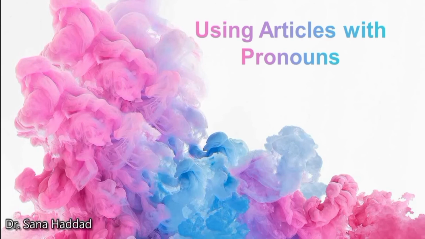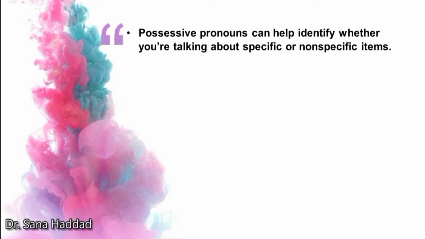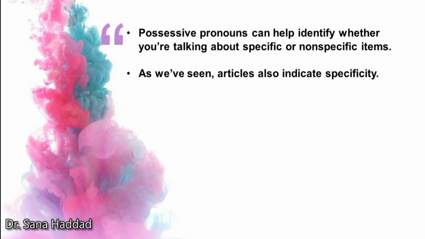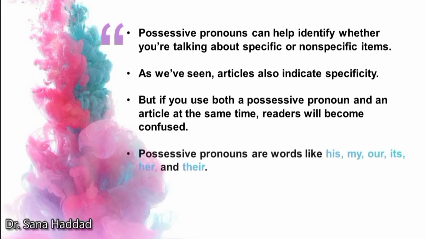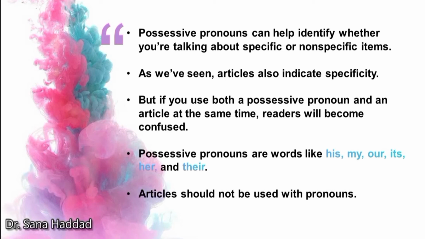Using articles with pronouns. Possessive pronouns can help identify whether you're talking about specific or non-specific items. As we've seen, articles also indicate specificity. But if you use both a possessive pronoun and an article at the same time, readers will become confused. Possessive pronouns are words like his, my, our, its, her, and their. Articles should not be used with pronouns.